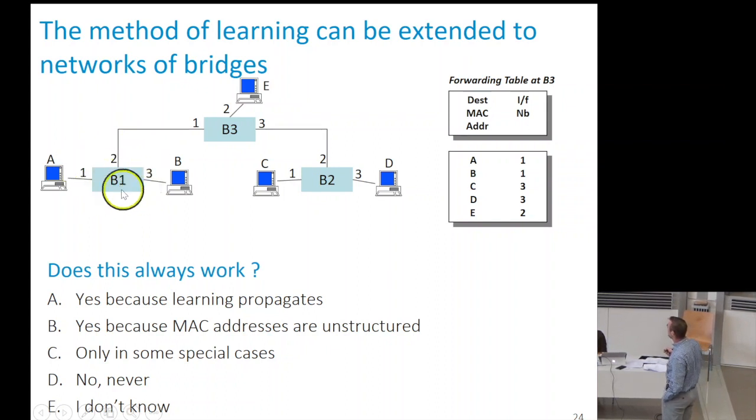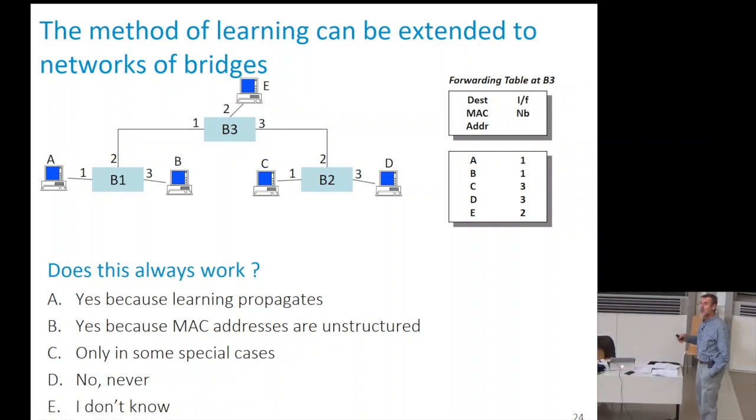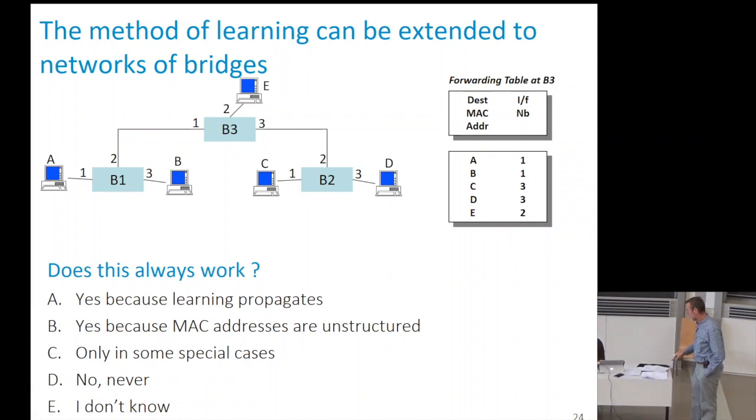In particular, it will go to port 2. So the frame will reach B3. B3 doesn't know where D is, so it will forward it to port 3, and then it will reach here, and then it will eventually get there. So at least it seems that the broadcast will work, but in general, do you think that this will work? Can we simply extend learning to a network of bridges?